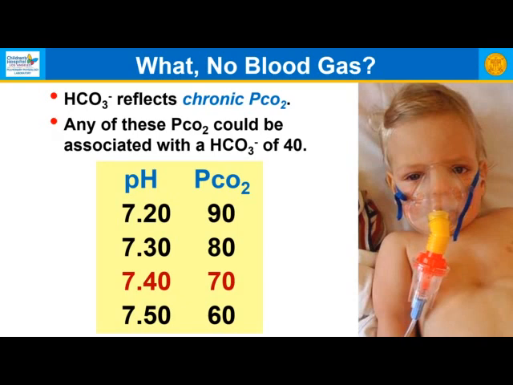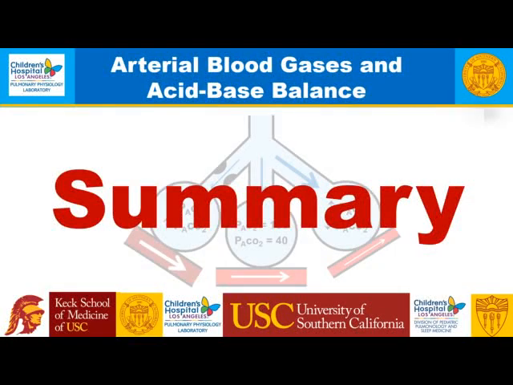So the point here is that using electrolytes alone, you can get some idea about the adequacy of ventilation. And I love to do this for residents who haven't been exposed to this, because we say you need to get a blood gas because PCO2 is probably going to be near 70, and they get it, and of course it is. All right, so let's summarize.